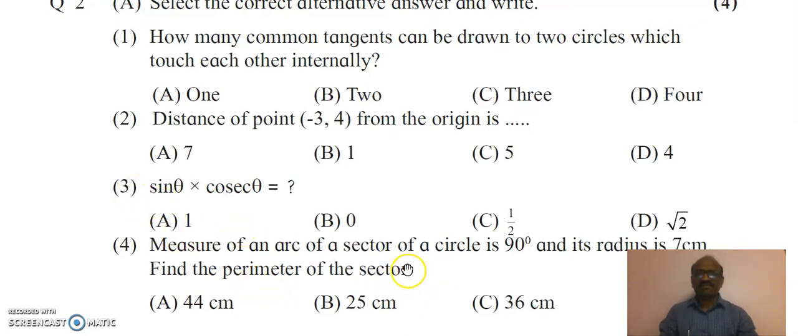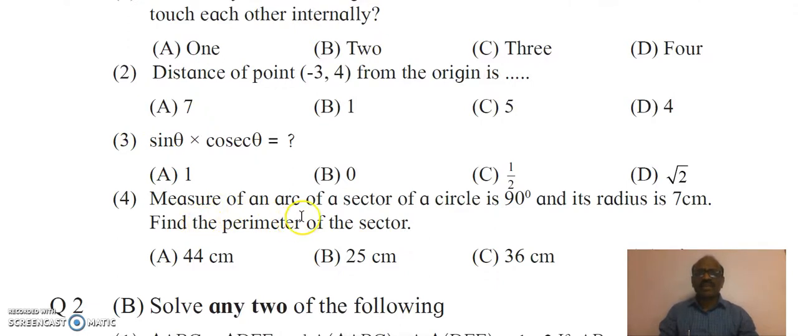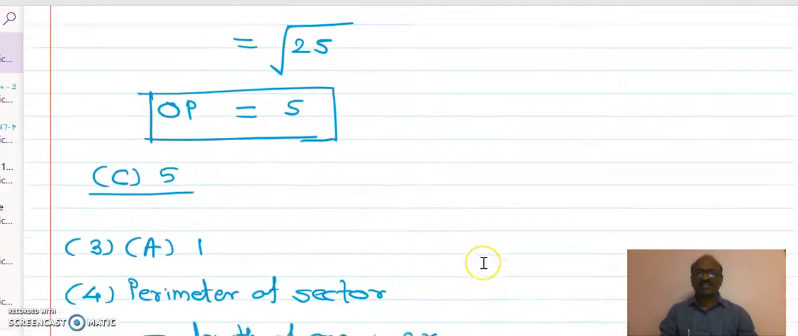This is our answer. Next, the measure of an arc of a sector of a circle is 90 and the radius is 7. Find the perimeter of the sector. To find the perimeter of the sector, we must have the formula: the length of the arc, theta upon 360 into 2 pi r, plus 2 radius, that is 2r.